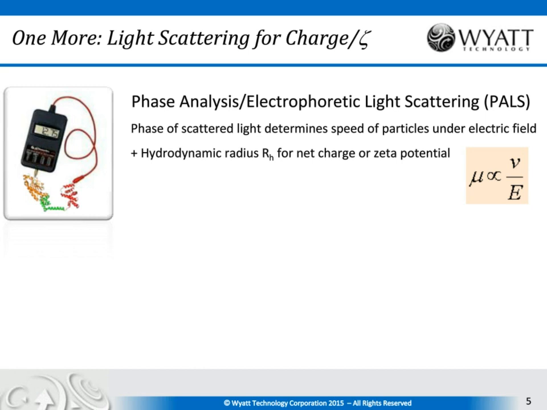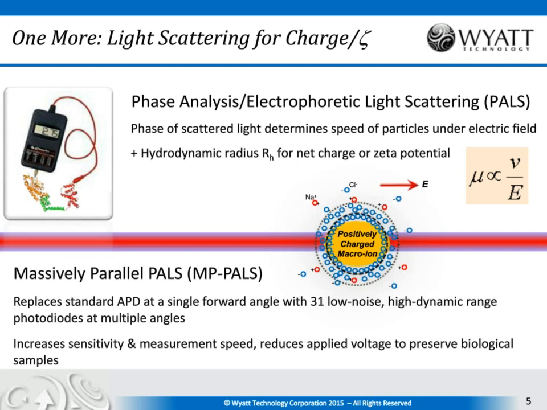Now, the instrument I'll mention later on uses a sophisticated variant of the standard PALS technique, where we have 31 measurements instead of a single measurement, which is more common. It turns out to be extremely sensitive, gives you a very high dynamic range, and allows you to make rapid measurements at reduced voltages in order to preserve your biological samples.